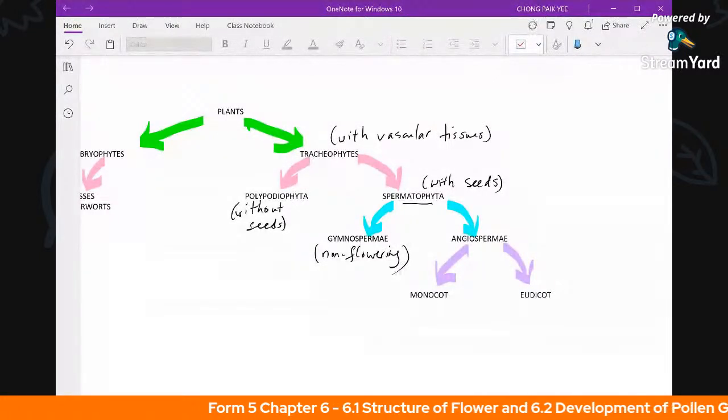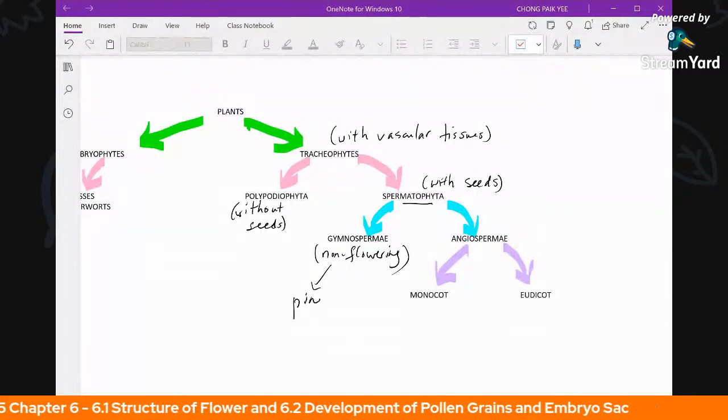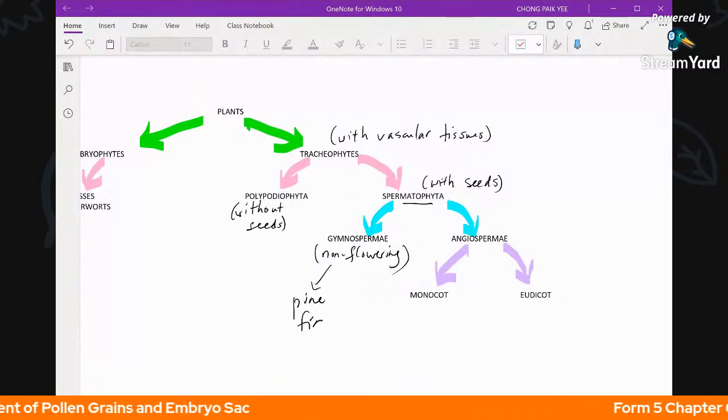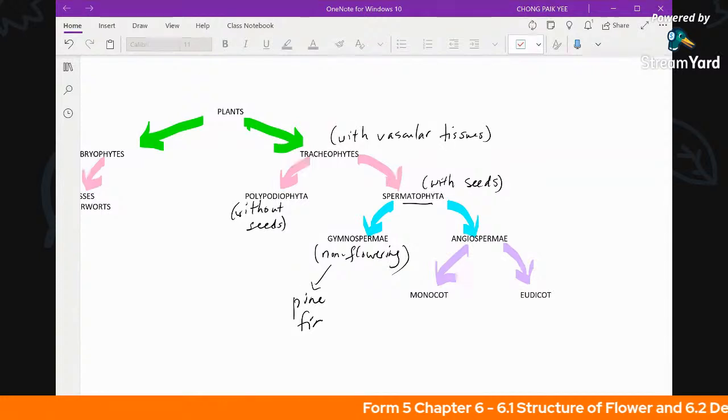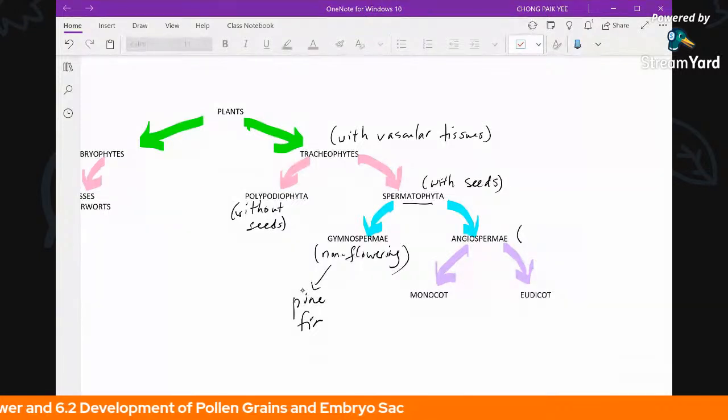Examples that come under here are the pine trees and fir trees, those that you mostly see overseas, but you also see in Malaysia here. Those pine trees with cones, that all these animals like to eat, acorns and all the cones. They are pine and fir. Now, Angiospermae, or Angiosperms, as they are known. These are the ones which are flowering.